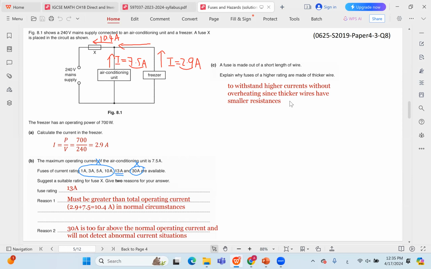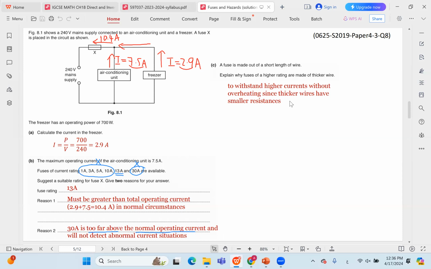For two reasons. For the reason that concerns the circle on the left, it must be greater than 10.4, so it cannot be any of these numbers, and it must be much less than 30. It must be slightly greater than 10.4, so 13 amperes is the most convenient and the most sensible choice because 30 is too far above the normal operating condition.